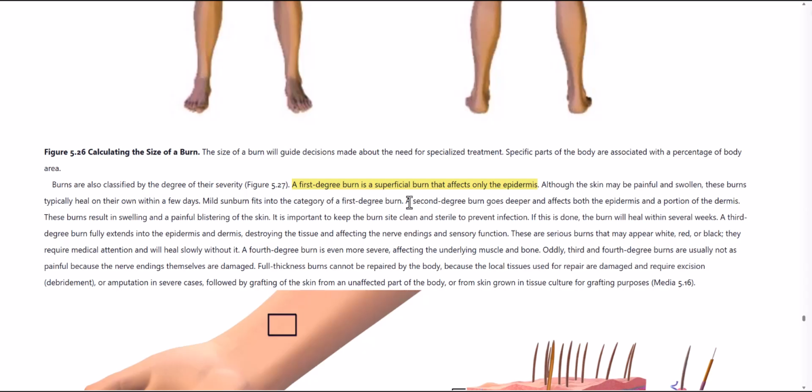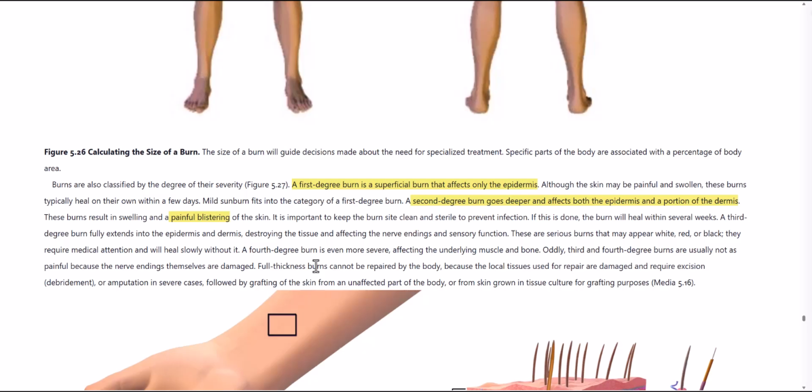Now, a second-degree burn is when you have not only destroyed your epidermis, all of it, but you've also gone down and damaged a portion, not all, but a portion of the dermis. Now, these second-degree burns are much more painful, have a lot more swelling, and the most characteristic thing that you'll see in a second-degree burn is painful blistering. So if you've ever touched a hot stove, you know you get a blister. A forehead blister might be caused by a hot straightening iron on the forehead. Anything that blisters is going to be a second-degree burn.